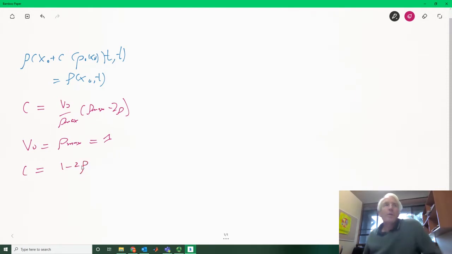Now, everything will become apparent about this formula and how it all works when I do a computation on MATLAB. Let's go to MATLAB.